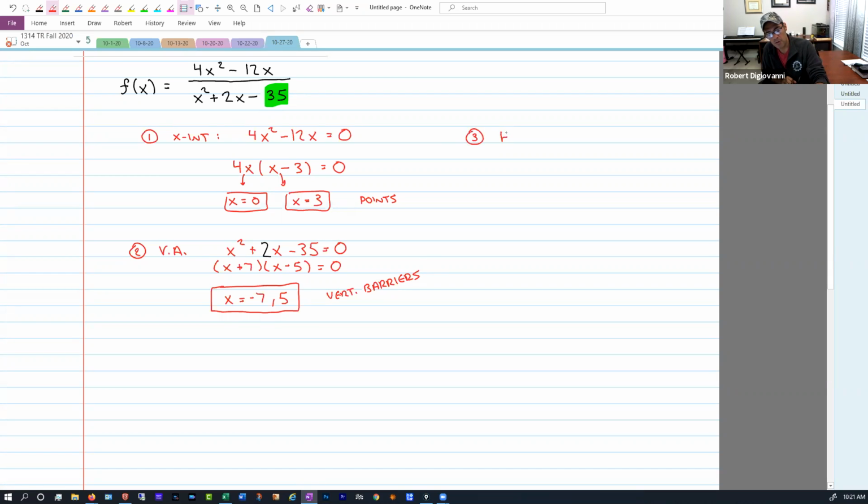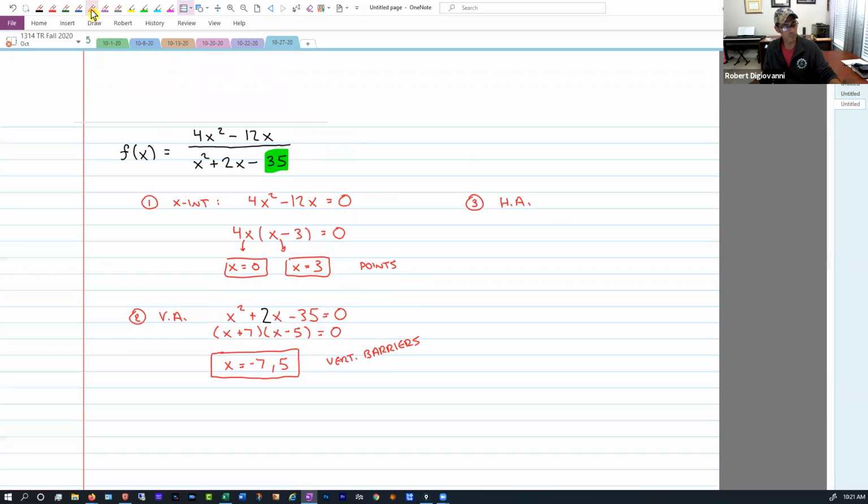Third one, we need the horizontal asymptote. So what's the degree of the numerator? 2, right? Degree of denominator? 2 also, right? So what happens when they're the same? When the numerator degree equals the denominator degree? This is the one that's tricky. Think about it for a second.